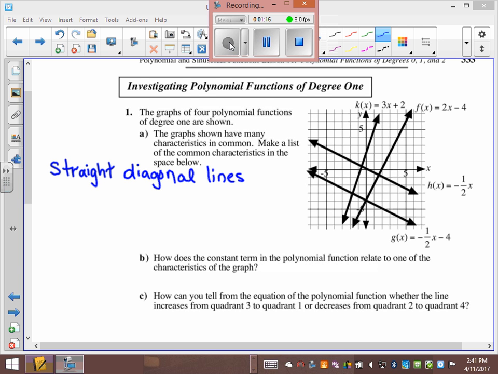What about y-intercepts? Number of y-intercepts, something like that. How many y-intercepts do each of these have? Yes. They all have one y-intercept. Is the y-intercept the same? No, but they all have one y-intercept. What about x-intercepts? How many x-intercepts do they have? One. Are all the x-intercepts the same?